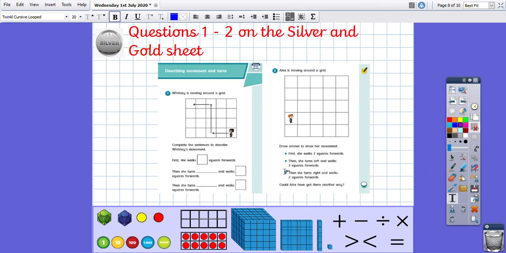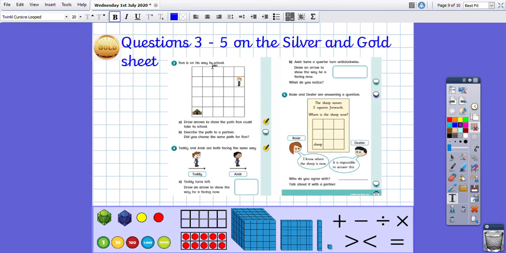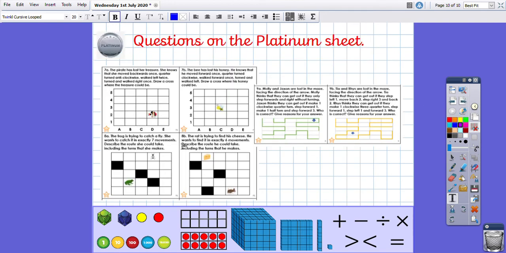Silver, you've got 2 questions on the silver and gold sheet. Gold, you're doing questions 3, 4 and 5, which are a little bit longer. And platinum, you've got your own sheet again. The pirate's lost her treasure. She knows the direction she moved. Draw across where the treasure could be. And the same with the bee looking for his honey.